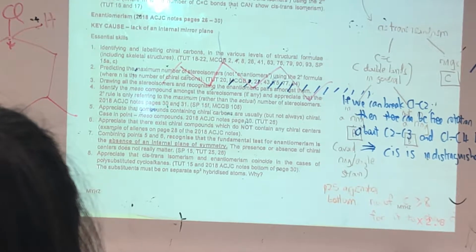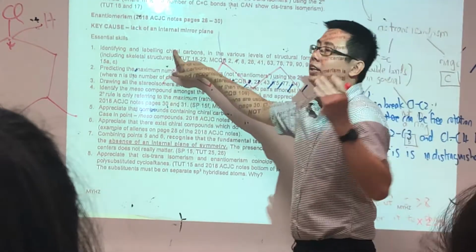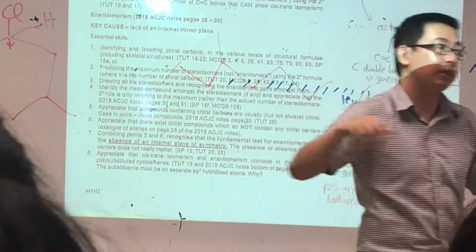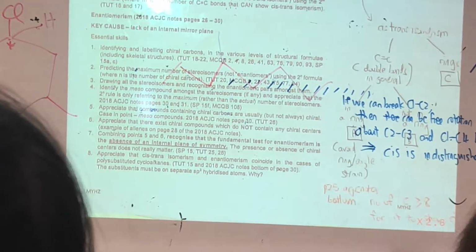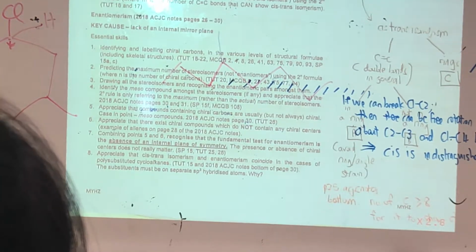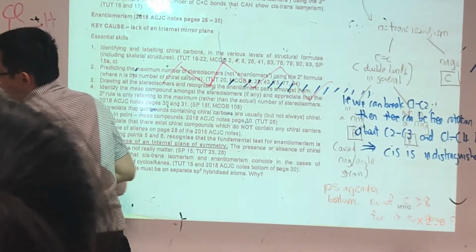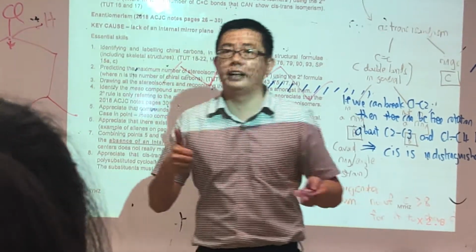The skill they want you to know in the exam is to identify whether a carbon is chiral in the first place or not. You don't need to say these words, but the idea is there. Understand? So this carbon is actually chiral. Don't stop here. Don't stop here. You also stop here again.